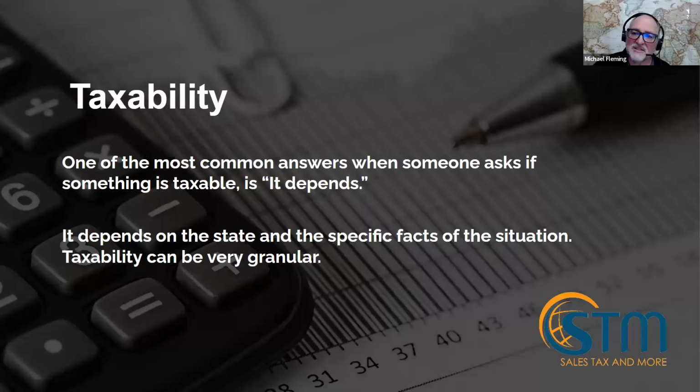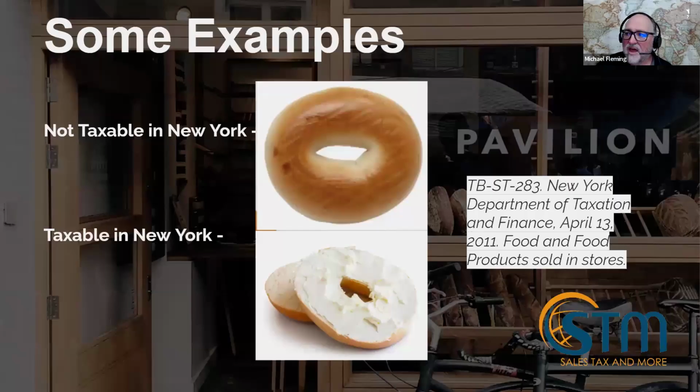If you do have Nexus, you're going to want to look at taxability. And one of the most common answers when someone asks if something is taxable is it depends. And it's going to depend on the state and the specific facts of the situation. Taxability can be very granular. So here's an example. That first bagel, it's not sliced. It's not taxable in New York as a grocery. The second one, you slice it, you put a little smear of cream cheese on it, and all of a sudden it becomes taxable. So it's still a bagel. One case is taxable, the other is not.